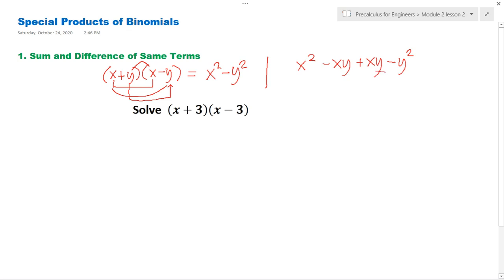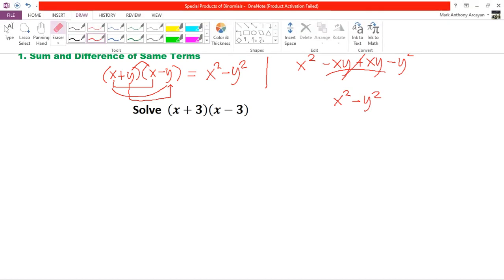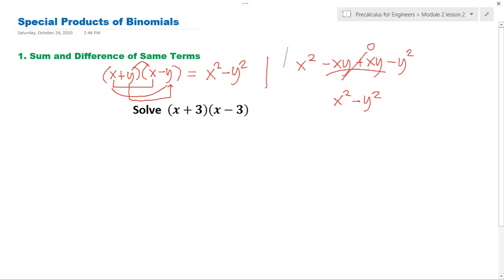As you can see, if you add the outer and the inner, negative xy plus xy will result to 0. Therefore, what's left is x squared minus y squared. So this is a special case for multiplying two binomials, wherein hindi siya magre-result into a trinomial but two terms alone. So ganun lang.